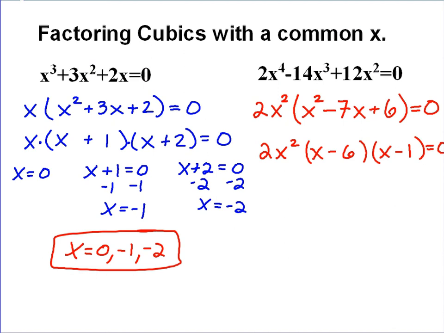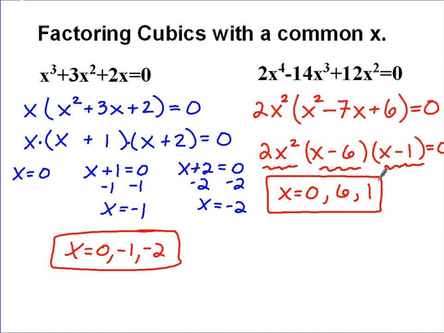Now again, just like over on the left, any one of these things equaling 0 will make it multiply to 0. So I need to check, when is 2x squared equal to 0? Well, that happens when x equals 0. When does x minus 6 equal 0? That happens when x equals 6. And when does x minus 1 equal 0? That happens when x equals 1. So now I've got my solutions. X equals 0, 6, or 1 are numbers that if I plug them in up here, this equation would equal 0.